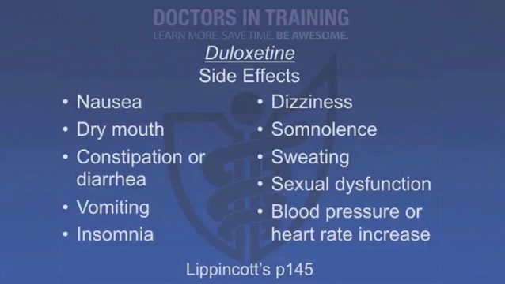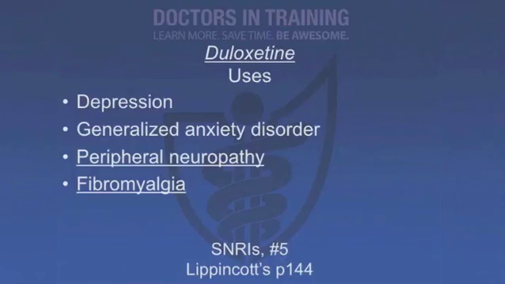Gastrointestinal side effects of duloxetine include nausea, dry mouth, constipation or diarrhea, and vomiting is less seen. Insomnia, dizziness, and somnolence with sweating are also seen. Sexual dysfunction also occurs, with the possibility for an increase in either blood pressure or heart rate. Duloxetine is used for depression, generalized anxiety disorder, peripheral neuropathy, and fibromyalgia.